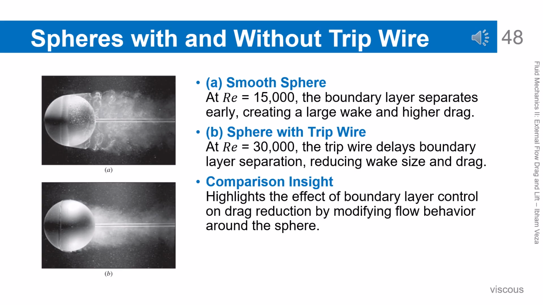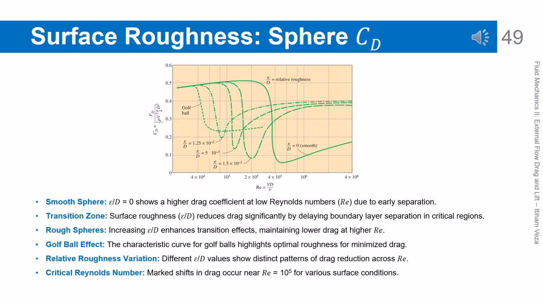This example shows that boundary layer control can be used to reduce drag. The same principle is applied in golf balls and several other engineering applications. Impact of surface roughness on sphere drag coefficient.